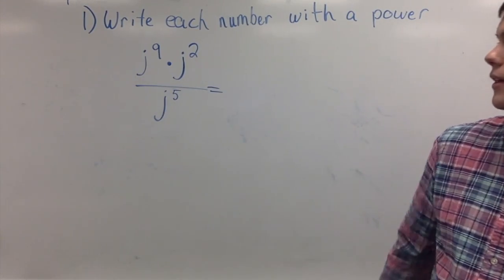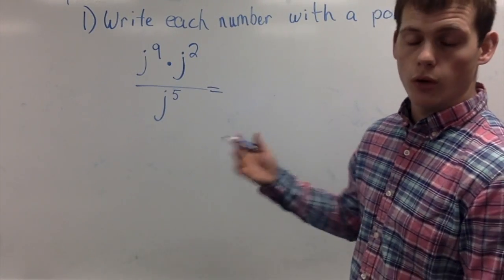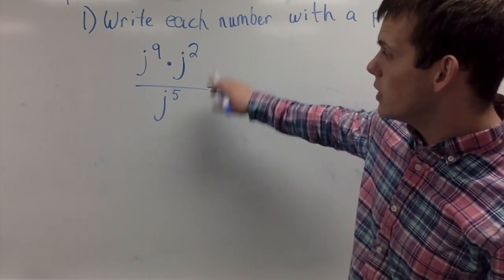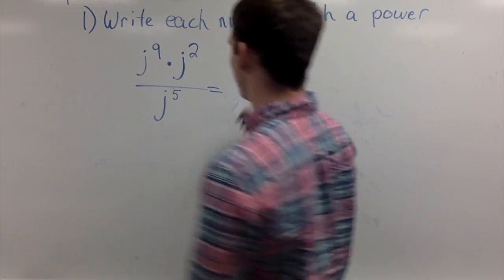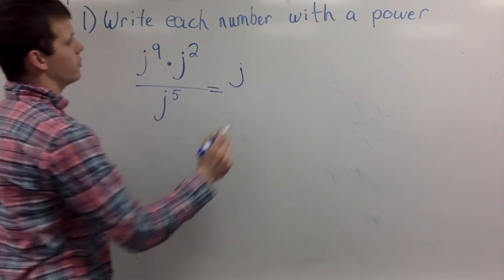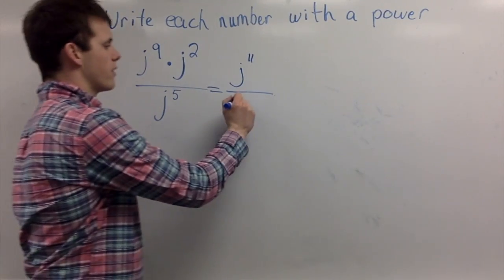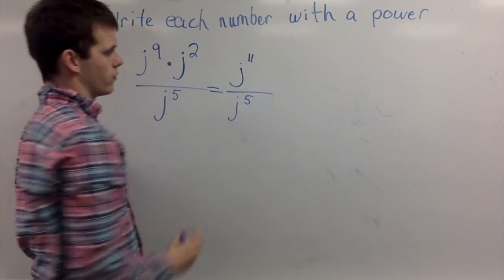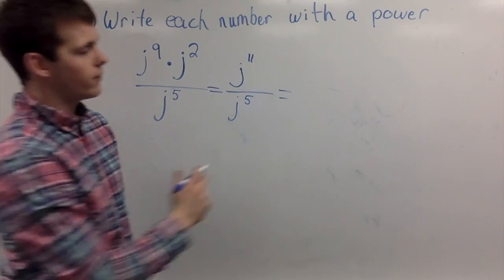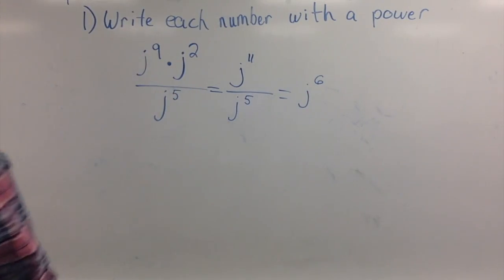Here we have j to the 9th times j to the 2nd all over j to the 5th. So we know exactly what to do, even though there's variables. Even though there's variables, we still know what to do. We simply put j to the 9 plus 2, 11, over j to the 5th, which is then equal to j to the 11 minus 5, so j to the 6th.